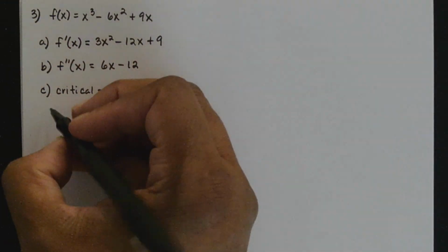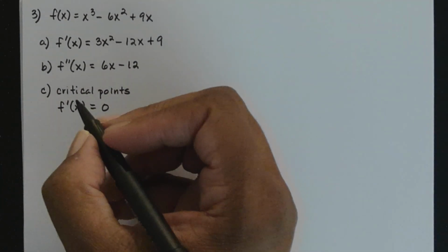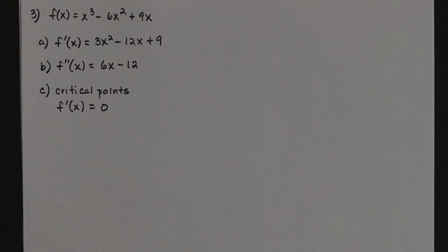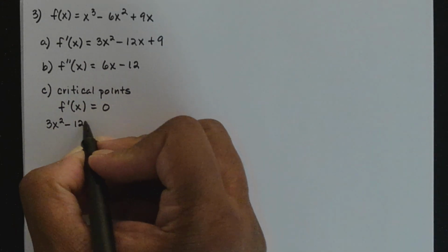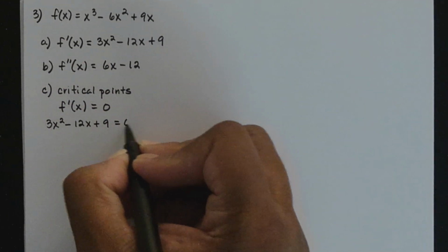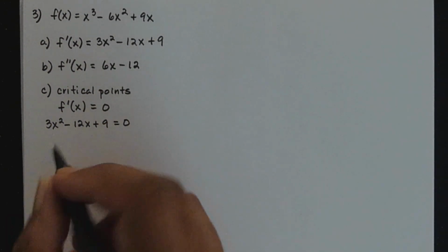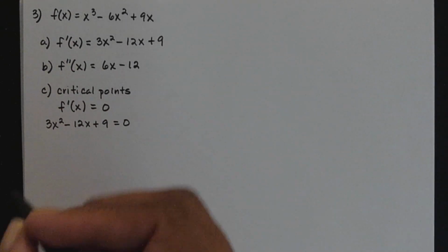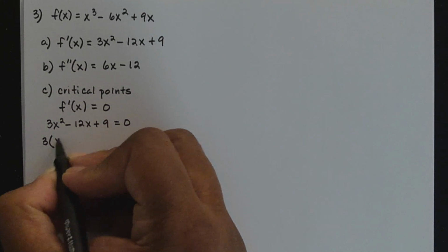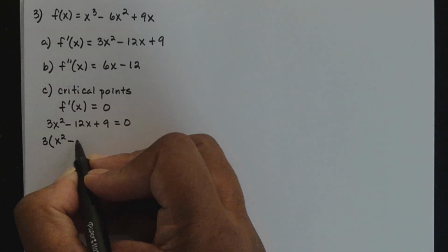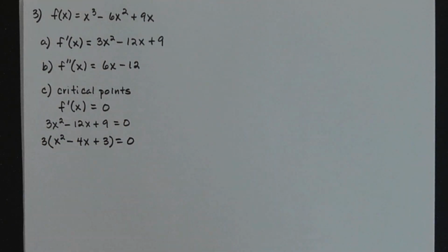All right, so when we find critical points, we take the first derivative, f prime of x, set that equal to 0, and solve for x. So our f prime of x was 3x squared minus 12x plus 9, and that's equal to 0. What can we factor out in 3x squared minus 12x plus 9? 3. Let's factor out the 3. So that means I'm going to have x squared minus 12x divided by 3, that's 4x, plus 3 equal to 0.